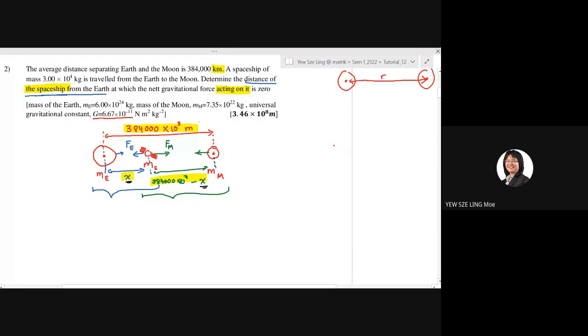So based on the diagram, I can say the distance between the spaceship and the moon is 384,000 times 10 to the power of 3 minus x.